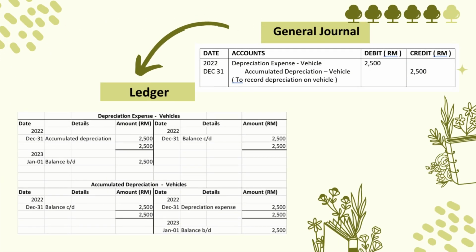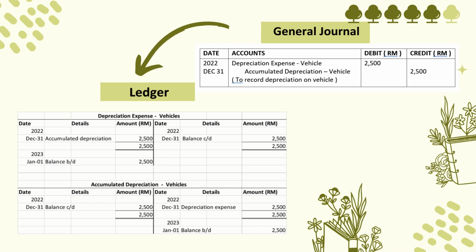After we calculate the depreciation value, we can record it in the general journal, where the date we record is 2022, December 31st. And for the debit side, we record depreciation because depreciation is an expense, and accumulated depreciation we record on the credit side because it will reduce our non-current asset value.